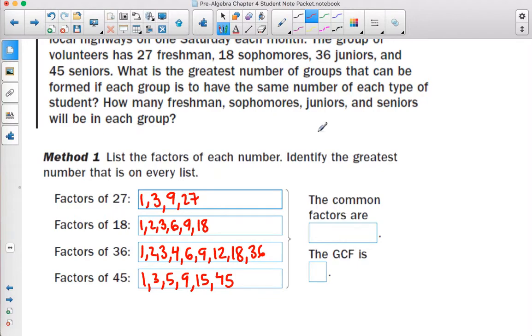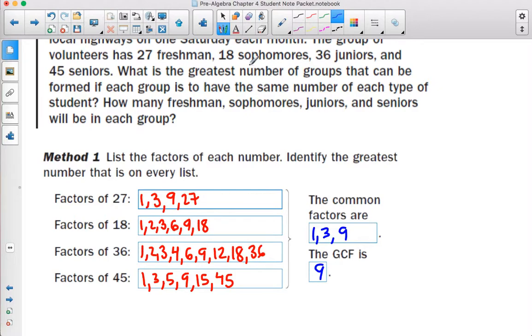Now I'm going to look for the common factors. Well, common factors are obviously 1. What are some other ones? I see 3. 3 is a common factor. Is 9? Yep, 9's a common factor. And that's it. So 1, 3, and 9 are the common factors. The greatest common factor is 9.